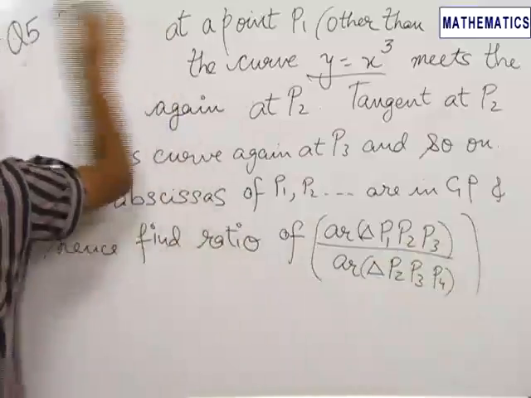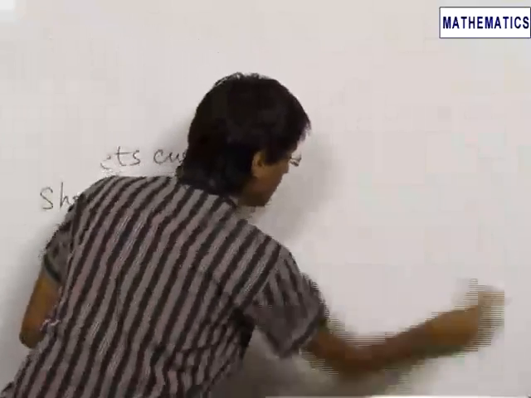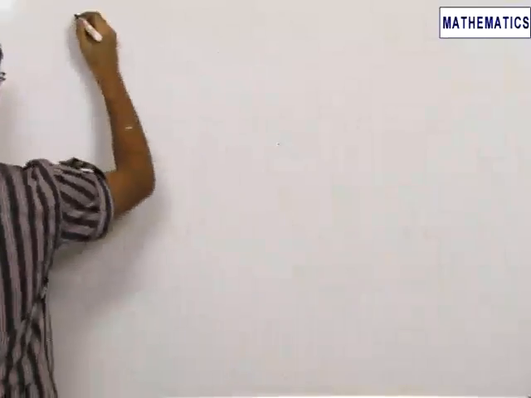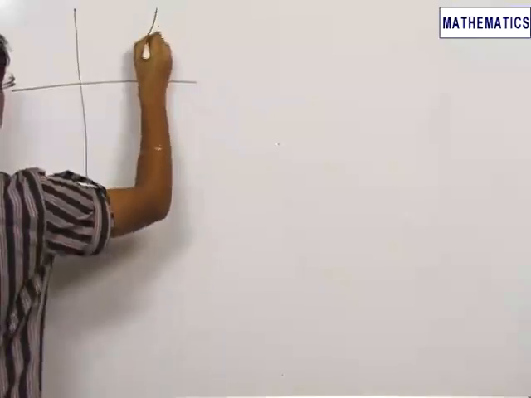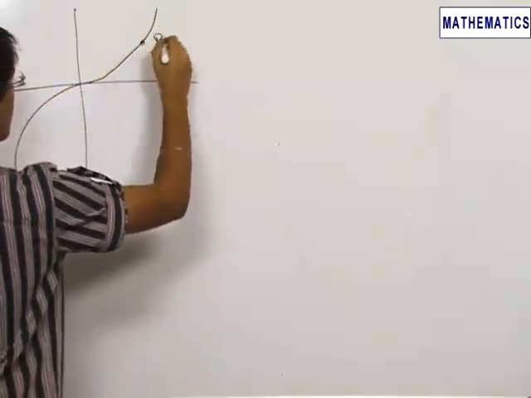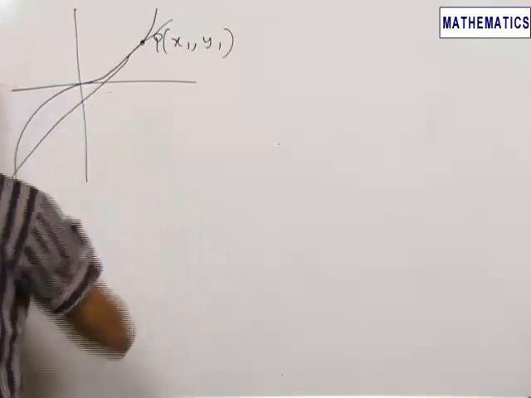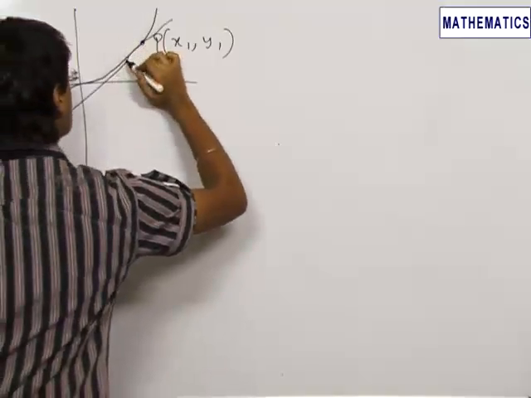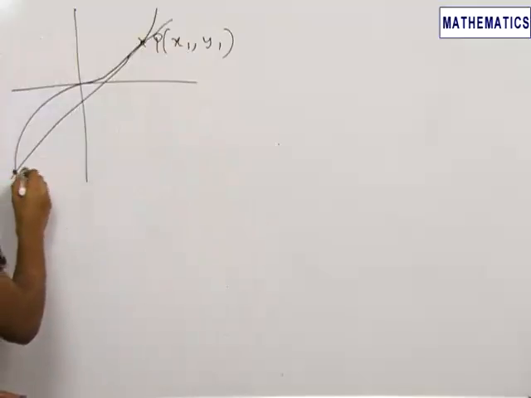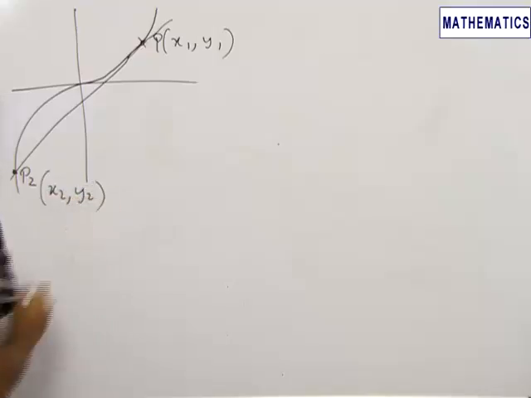So let us start with the problem by considering the point P1 to be equal to x1, y1. This is the curve y equals x cube. Let us say this is the point P, x1, y1. Any tangent made on this curve at the point x1, y1, this is the tangent, meets the curve again at P2. Let us call it x2, y2.